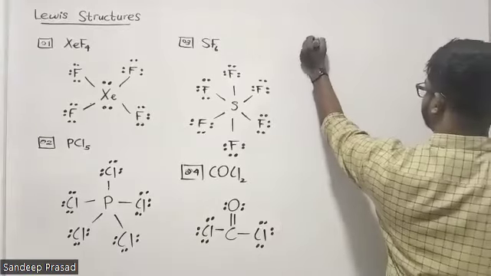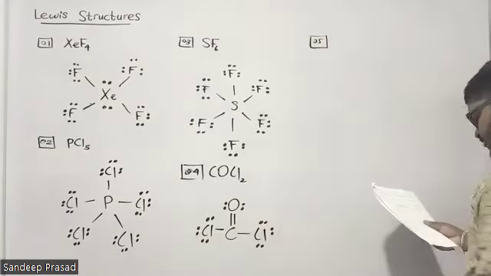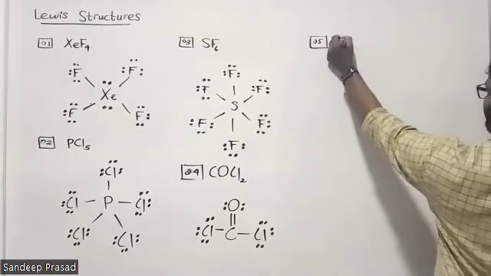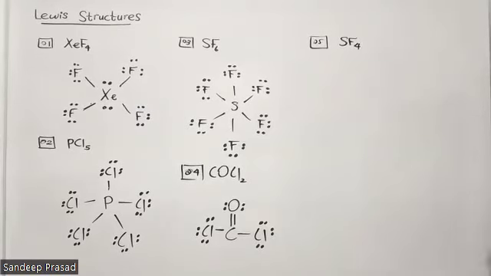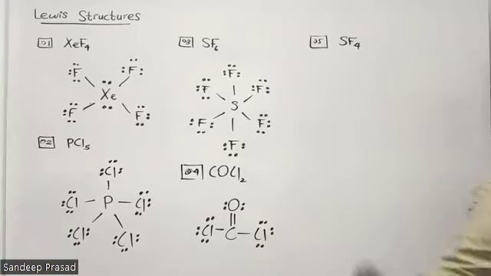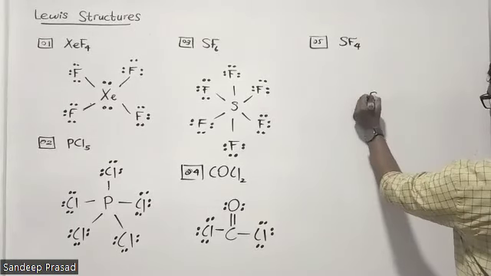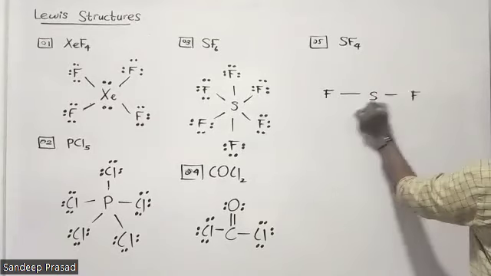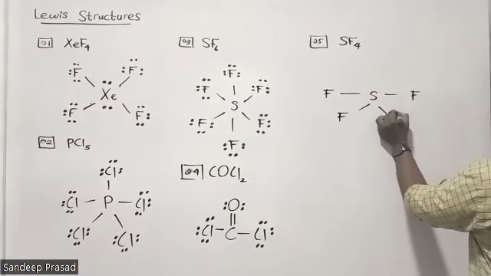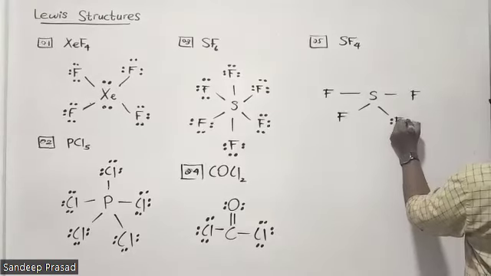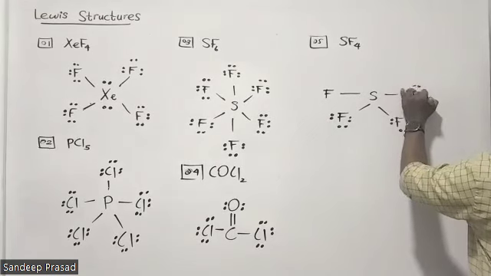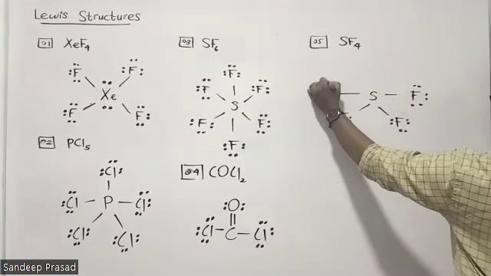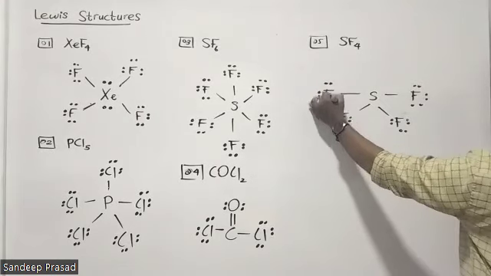Number 5, sulfur tetrafluoride. Earlier we discussed sulfur hexafluoride, now we have sulfur tetrafluoride. Okay, students, look at this one. We consider that this is a seesaw shape. We have to discuss the shape of molecules later. Now you just remember this one only. Okay, this is the seesaw shape.